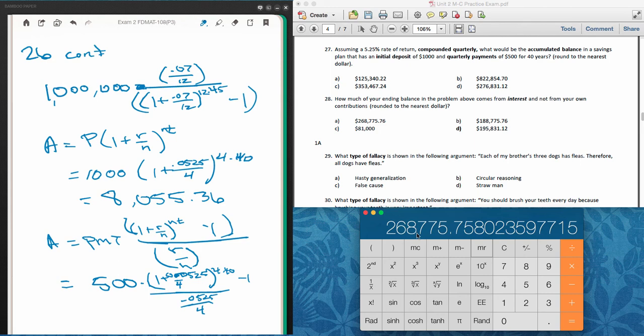$268,775.76 will be from the payments of putting $500 every 3 months, or quarterly. We're going to add to that the initial amount we put in, which is $8,055.36. So over this time period, the two together give us $276,831.12. So D is the correct answer. Okay, 28.